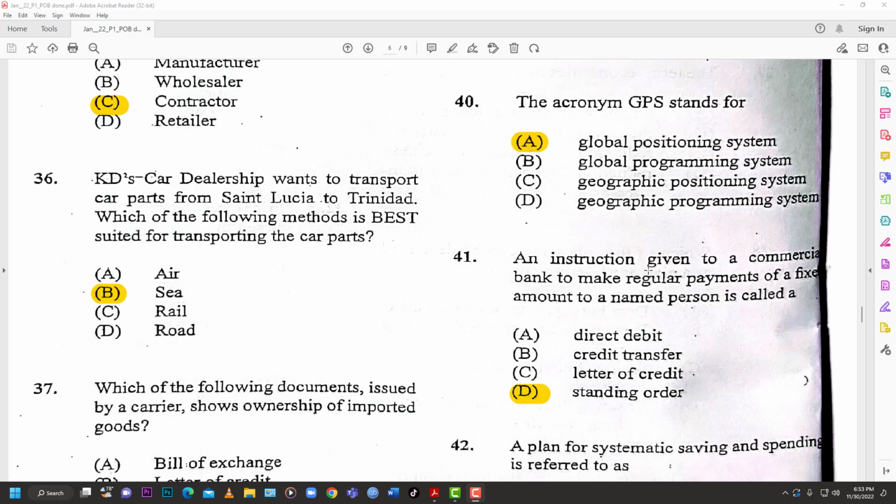40. The acronym GPS stands for Global Positioning System. GPS in your phone, Global Positioning System. You use satellites to triangulate your position so you know where you're at. A bunch of different satellites, so it's a whole system of satellites to show your position.